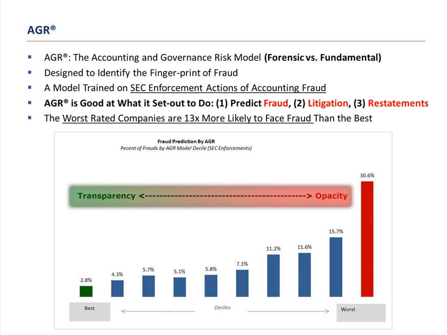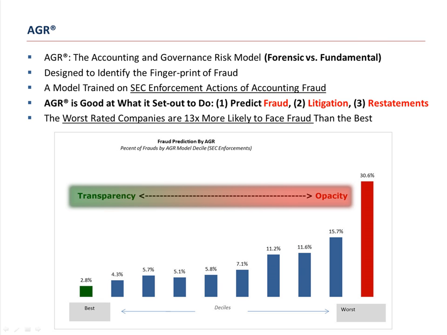The first model we created was called AGR, the Accounting and Governance Risk Model, and it looked at the world from a forensic point of view rather than a fundamental point of view. And it was designed to do exactly one thing: to identify the fingerprint of fraud. And by fraud, we actually mean SEC enforcement actions of accounting fraud. There was no opinion here. These are factual frauds. Lucky for us, AGR was good at what it set out to do.